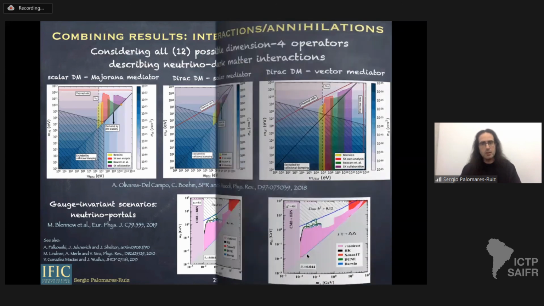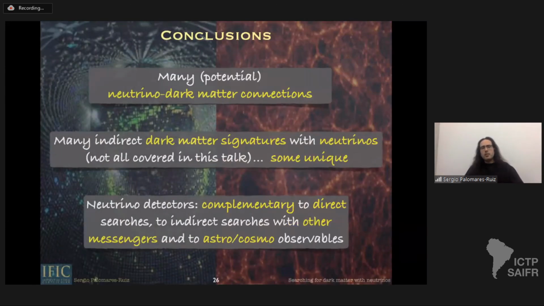So let me just conclude. There are many potential neutrino dark matter connections, many indirect dark matter signatures with neutrinos. Not all of them have been covered in this talk, but some are unique, like dark matter in the sun. And neutrino detectors are complementary to direct searches, to indirect searches with other messengers, and to astro and cosmological observables. And with this, I'm done. Thank you.